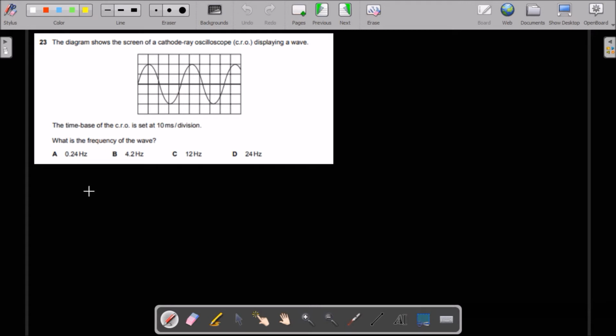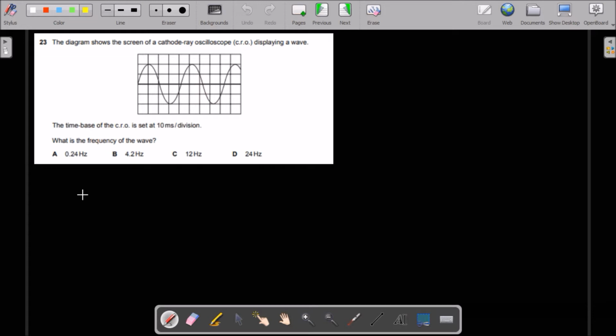Question 23. The diagram shows the screen of a cathode ray oscilloscope, CRO, displaying a wave. The time base of the CRO is set as 10 millisecond per division. What is the frequency of the wave?